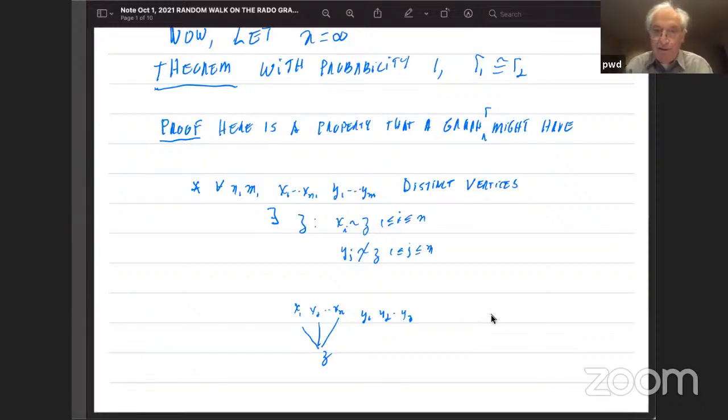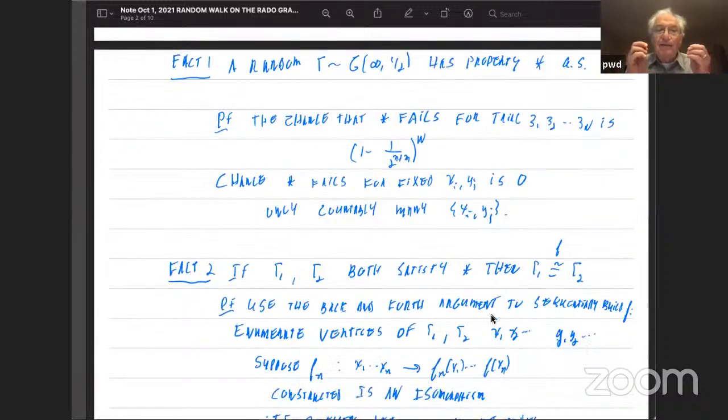It might or might not be true. There are two facts. The first fact is that a random G infinity graph has this property, which I'll be calling star, almost surely. And the argument is easy. Fix some x's and y's. The chance that star fails for n other points, there are infinitely many points, the chance that star fails for z1, z2, up to zn, well, it has to be incorrectly assigned to each of the n plus m vertices. So the chance it fails is 1 minus that, but raised to the nth power. Well, then let n go to infinity. You've got a lot of possible choices. So the chance that star fails for a fixed set of x's and y's is 0, and there are only countably many x's and y's.